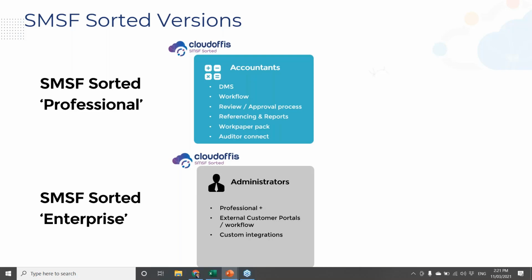But effectively, the biggest difference is, if we start with the accountants or the professional version, all the things that our existing customers are used to: DMS functionality, workflow management, the whole review and approval process, including queries and reworks, and re-importing from Class or BGL, the whole automated referencing component, automatically bringing in reports, automatically building out the work paper pack, and also connecting to the auditor portal as well, right?